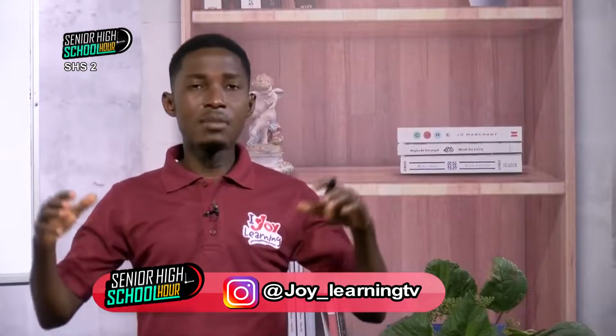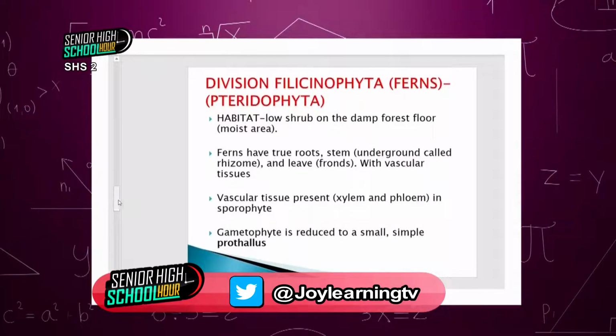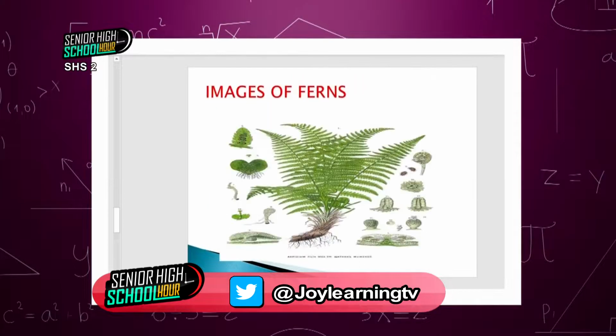Here they have proper roots, they have proper stems. But the stem is underground, and underground stems are called the rhizomes. Their leaves are usually big or broad, and we call them fronds. So let's take a picture of a fern and come back. So there's a picture of a fern, the fern I'm trying to describe.